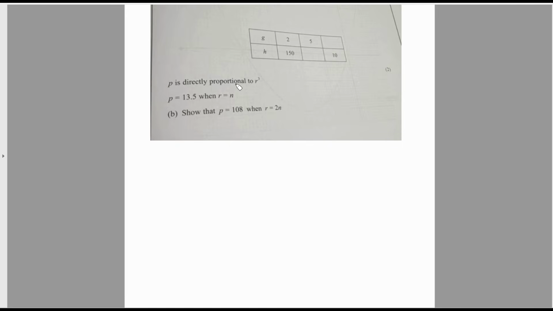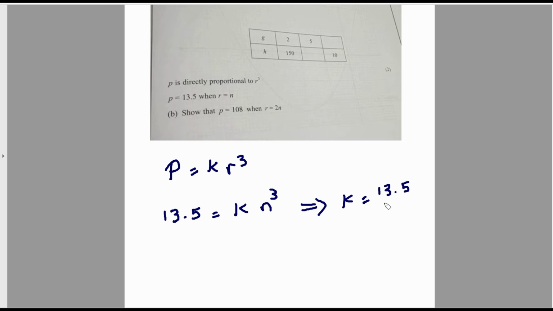Here he says P is proportional to R cube. So straight away you say P equal K R cube. I sub the values here to find K. So when P is 13.5, R is N. So 13.5 equal K N cube. So K equal 13.5 over N cube. I'm going to sub it back. So I have P equal 13.5 over N cube R cube.